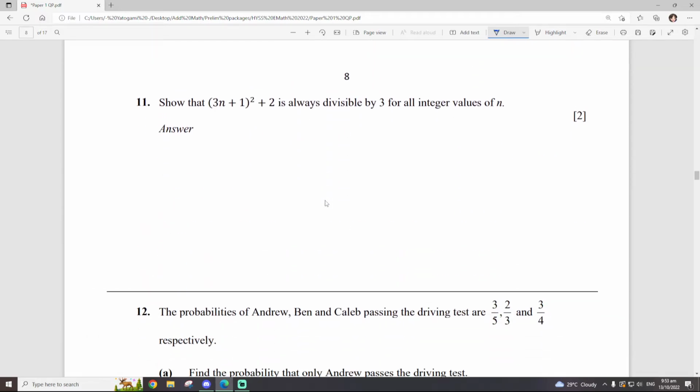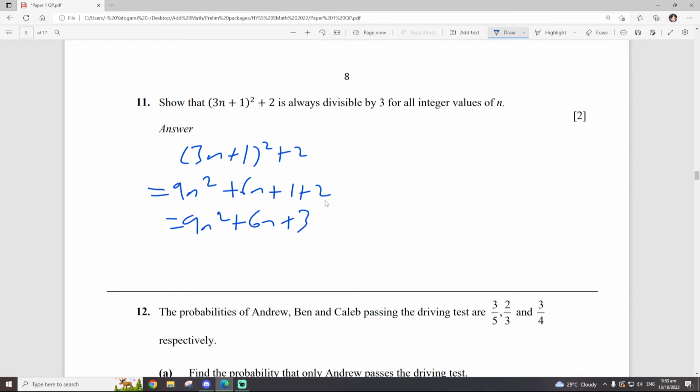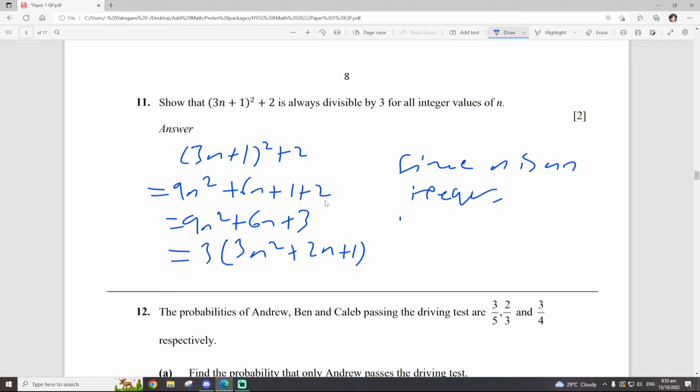Show that this is always divisible by 3. So 3n plus 1 square plus 2 equals to 9n square plus 6n plus 1 plus 2, which is 9n square plus 6n plus 3, which you can factor out 3. 3 times 3n square plus 2n plus 1. Since n is an integer, 3n plus 1 square plus 2 is always divisible by 3.